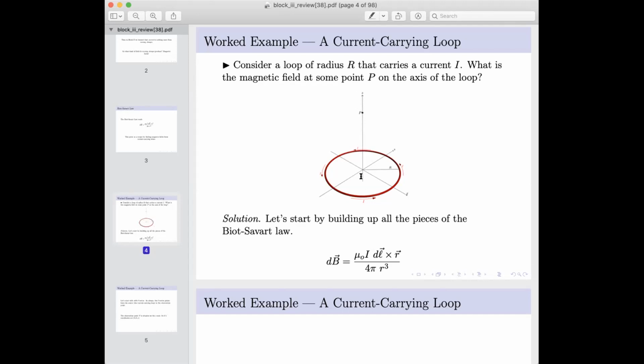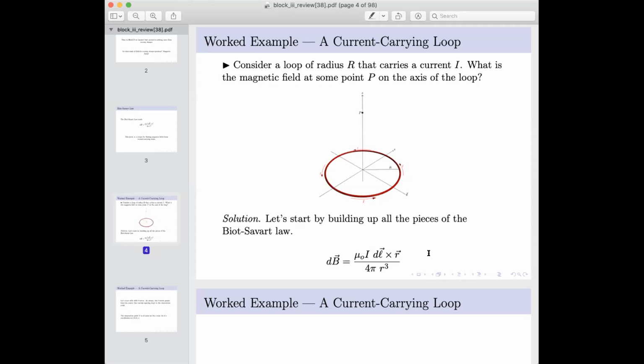So for this one, again, as it says on the slides, we're going to try building up all of the pieces of this Biot-Savart law. And we know that it's not going to be Ampere's law or anything like that, because we're not given a magnetic field, nothing is moving.